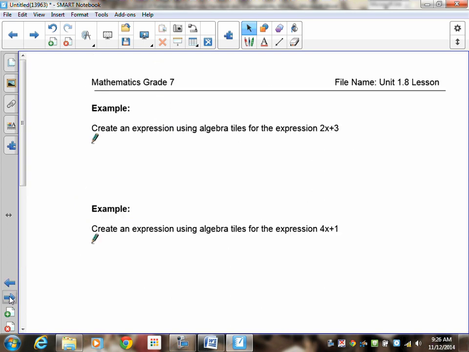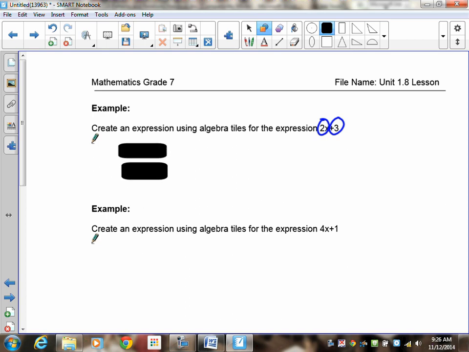I've got 2x plus 3. Now in this case, I've got 2 x's and I've got 3 1's. So to create it, I'm going to create 2 x's this time. There's my 2 x's, and of course 1, 2, 3.